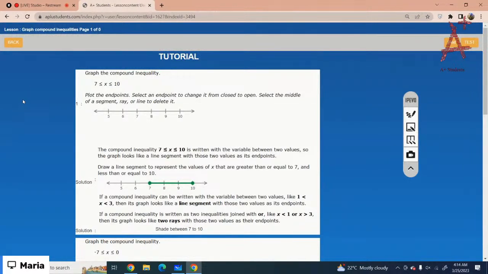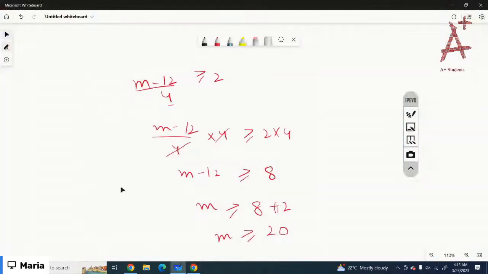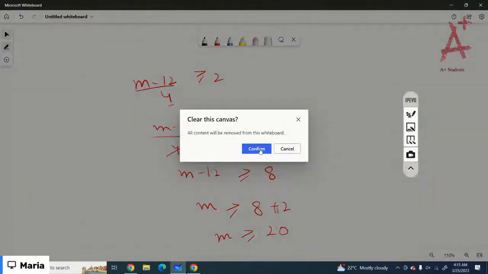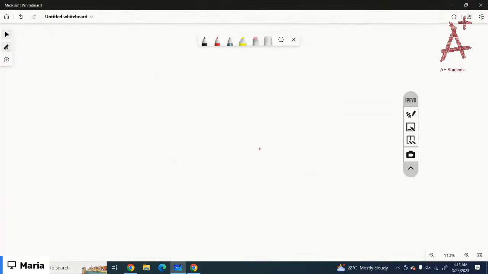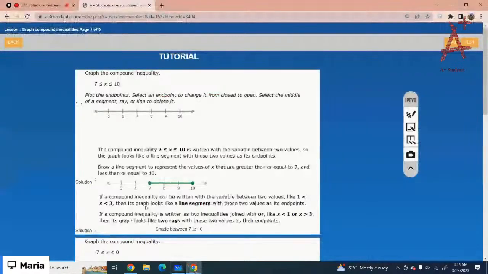Okay, let's just start with the first example. The first example is 7 is less than or equal to x, x is less than or equal to 10. We have to graph the compound inequality. 7 is less than or equal to x and x is less than or equal to 10. So we have to graph the inequality. So how do we graph the inequality?